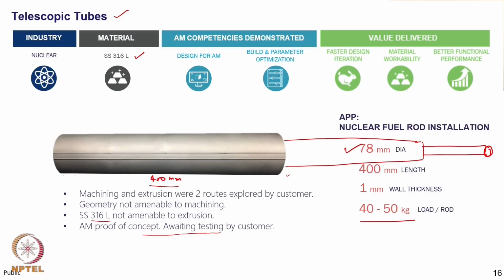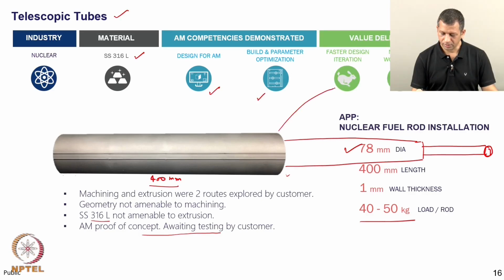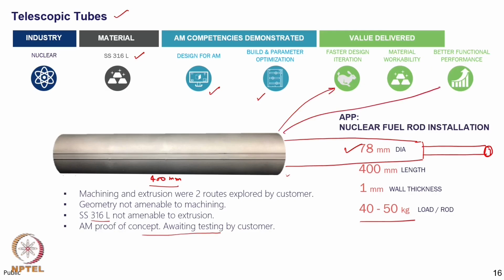This application demonstrates how additive manufacturing needs specific design, and that design can be easily created using CAD. And second, how the build parameters can be optimized over quick iterations. This application demonstrates that using fast iterations, better functional performance can be achieved, and the material workability issues, for example, stainless steel 316 not amenable to extrusion, can be avoided in this case.